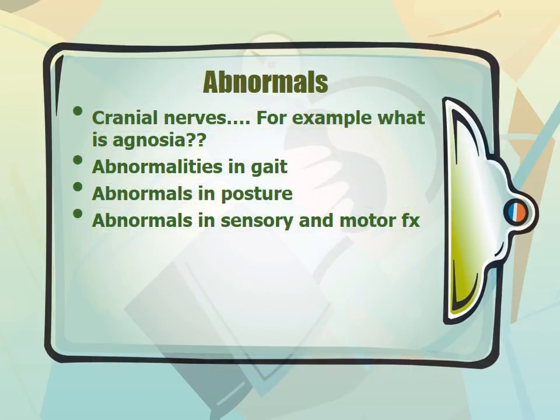All right, cranial nerves. For example, as far as the abnormals are concerned, what is agnosia? We talked about this. I said it earlier. We want to know about abnormalities in gait. We want to know about abnormals in posture. And we want to know about abnormals in sensory and motor function.